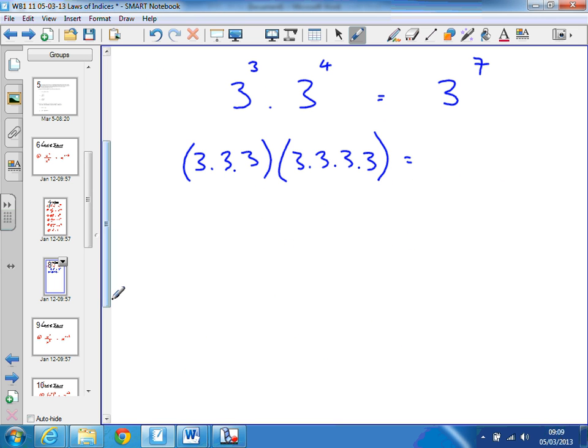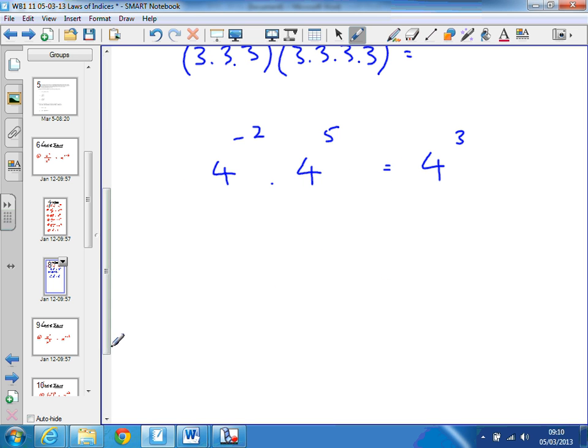Of course, these numbers could be negative, and they could be fractions, and we'll talk about the consequence of that in a little while. So another example might be 4 to the power minus 2 multiplied by 4 to the power 5 would be 4 to the power 3, because minus 2 plus 5 is 3. So it works with negative numbers as well as positive numbers, and it works with fractions. 4 to the power a half multiplied by 4 to the power a quarter is 4 to the 3 quarters.